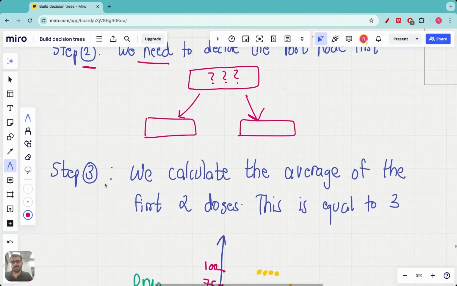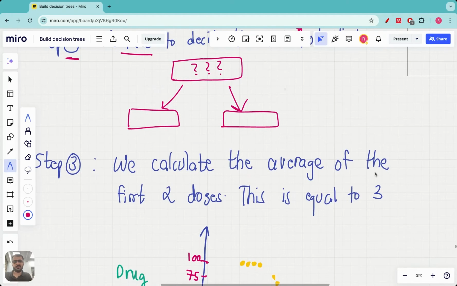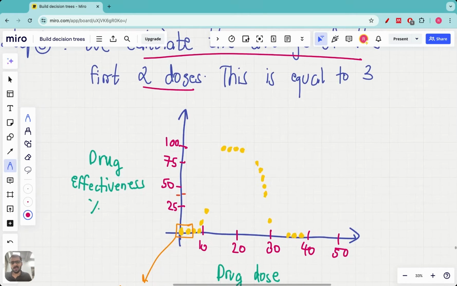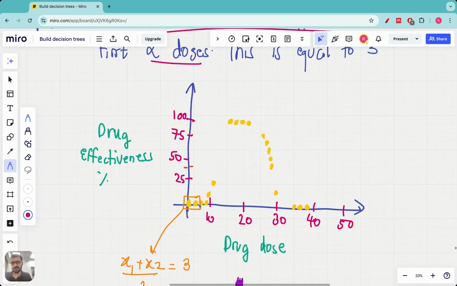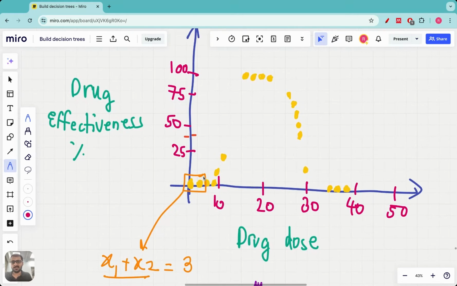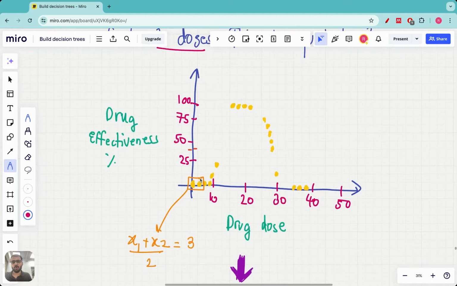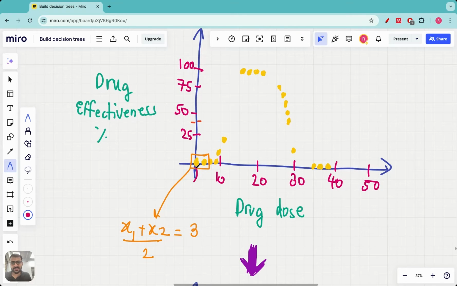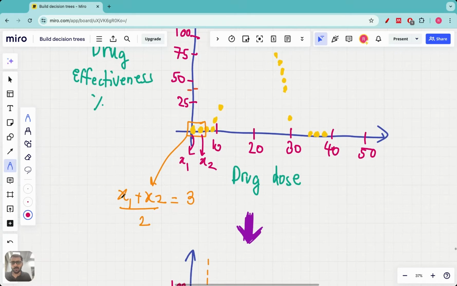Step number 3 is that we need to calculate the average of the first two doses. You will see later why we do this, but the initial thing you need to do to find the root node is start from your data set and look at the first two values of the data set. I have marked these values in this orange box. Then you take the average of the first two doses. Let's say the drug dose for the first point is x1 and for the second point is x2. So we take x1 plus x2 divided by 2, which is equal to 3.